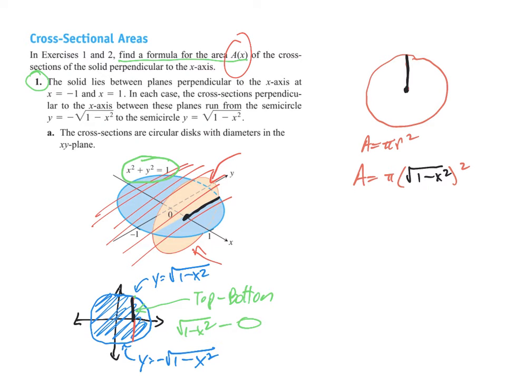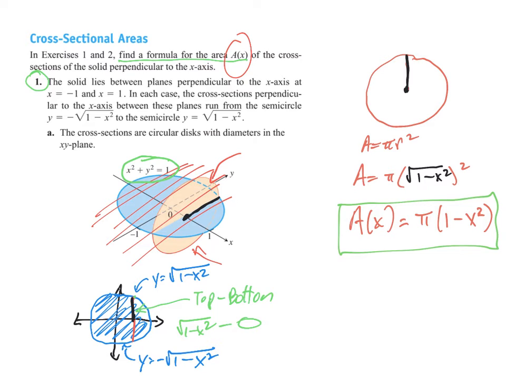And when you square the square root of 1 minus x squared, you get 1 minus x squared. So my A, and I should call this A of x. Sorry, I didn't use that notation earlier. My A of x for this problem is pi times the radius squared, which evaluates to pi times 1 minus x squared. When you square the square root, it undoes it, and you just end up with the radicand, which is 1 minus x squared. And so this is my A of x formula.